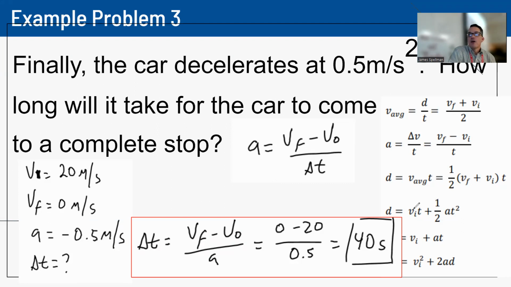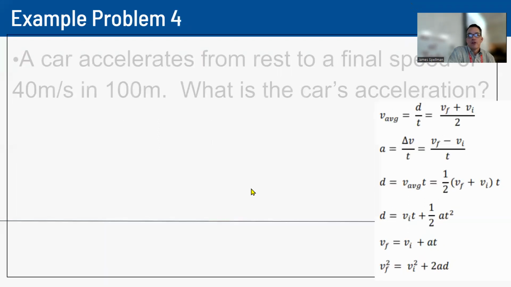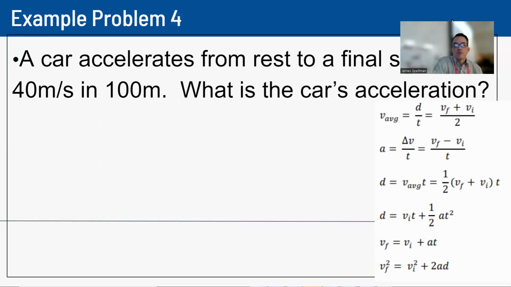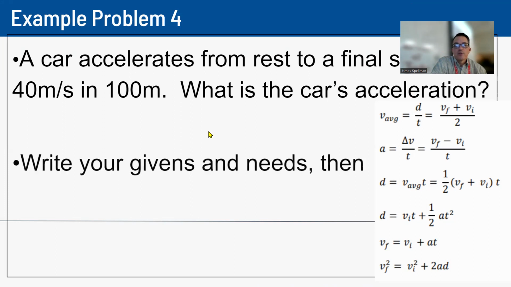All right, one last one. Get everything cleared out up here. All right, a car accelerates from rest to a final speed of 40 meters per second in 100 meters. What's the car's acceleration? Same routine. Let's write down all the things that we know. It accelerates from rest, so we know how fast it was going to begin with. We know how fast it was going at the end. We know the distance that it takes.